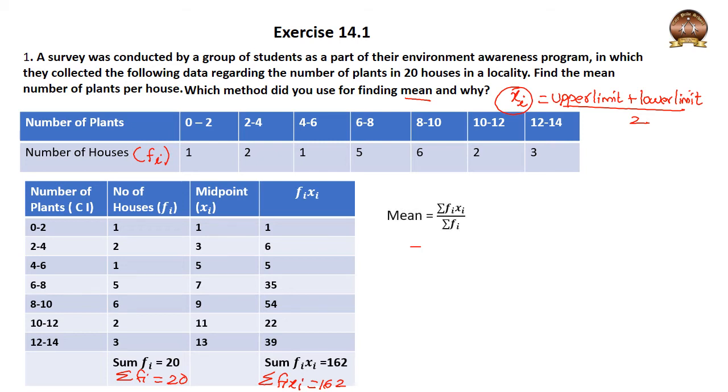We all know the formula: mean is summation fixi upon summation fi. That is, here x bar equals 162 upon 20. So we get 8.1. Therefore, the mean number of plants per house is 8.1.